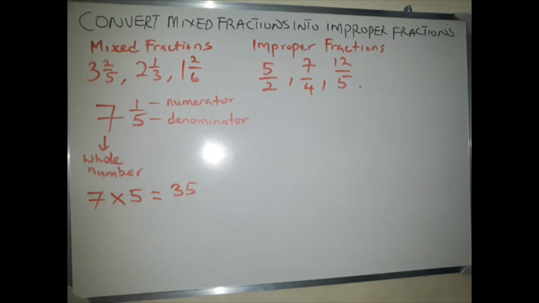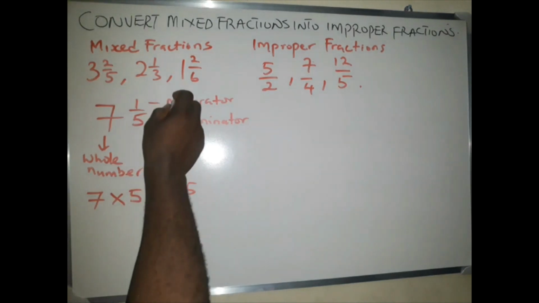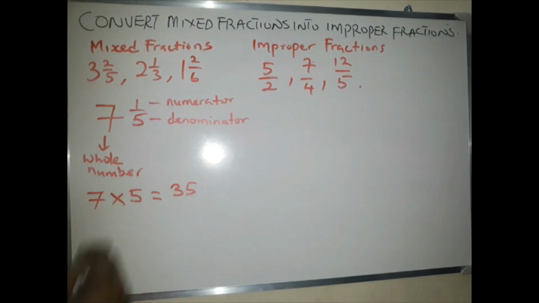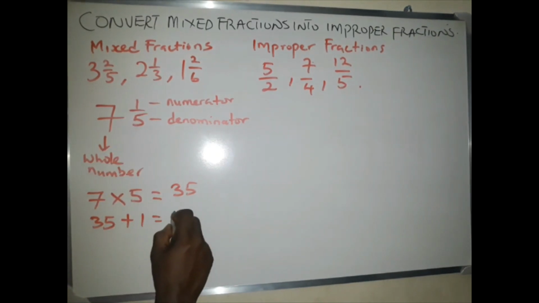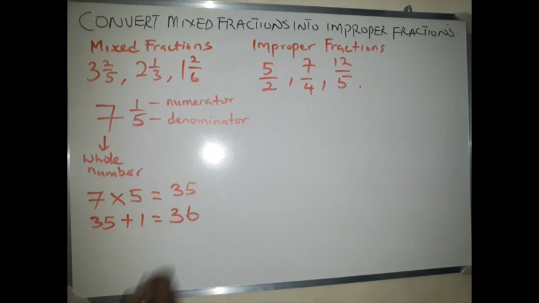The next thing you do is add the value of the numerator to what you got here. So it will now be 35, and since the value of the numerator is 1, you add 1 to it, and the answer you obtain will be 36. The third step is you write the value you've obtained from these 2 steps over the denominator.